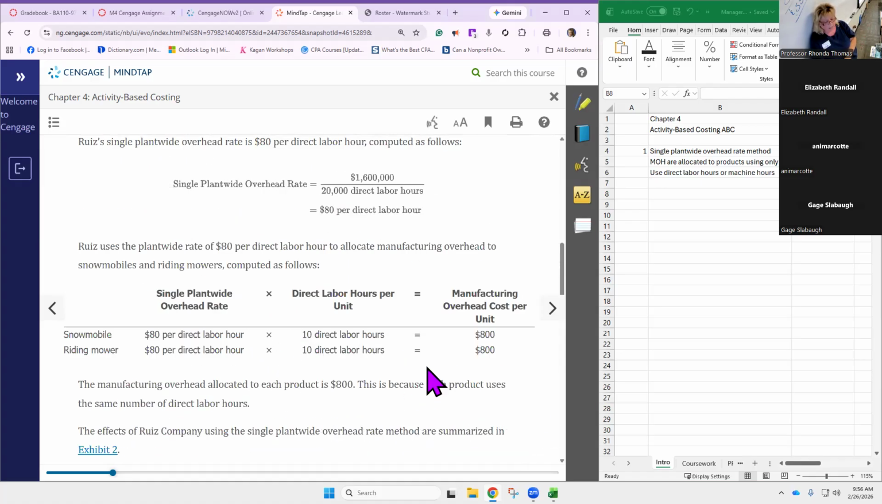So anyway, $80 per direct labor hour, and then it took 10 direct labor hours for each unit. So every snowmobile and riding mower is going to have $800 applied to its cost. Remember, that's in addition to the direct materials and the direct labor. Manufacturing overhead is where you put everything else that you can't identify as a direct material or direct labor.